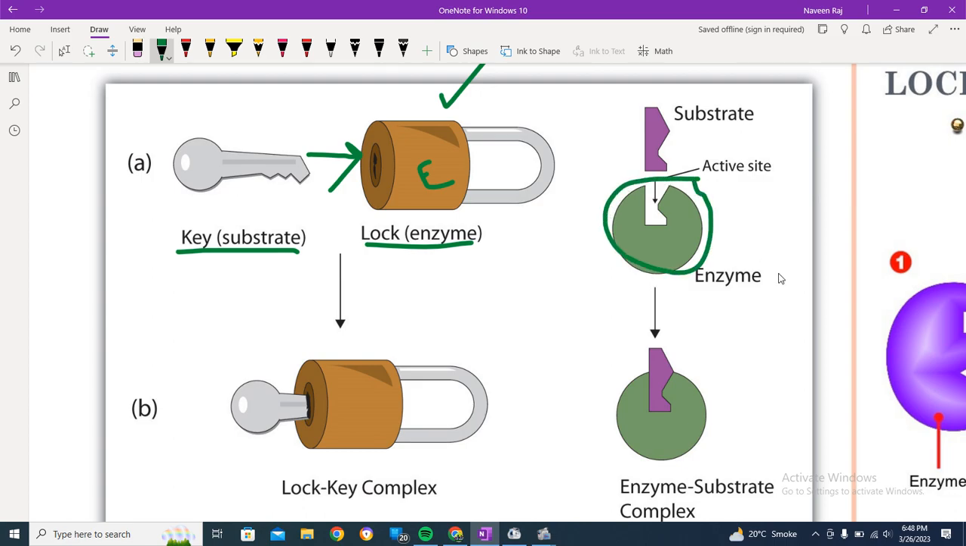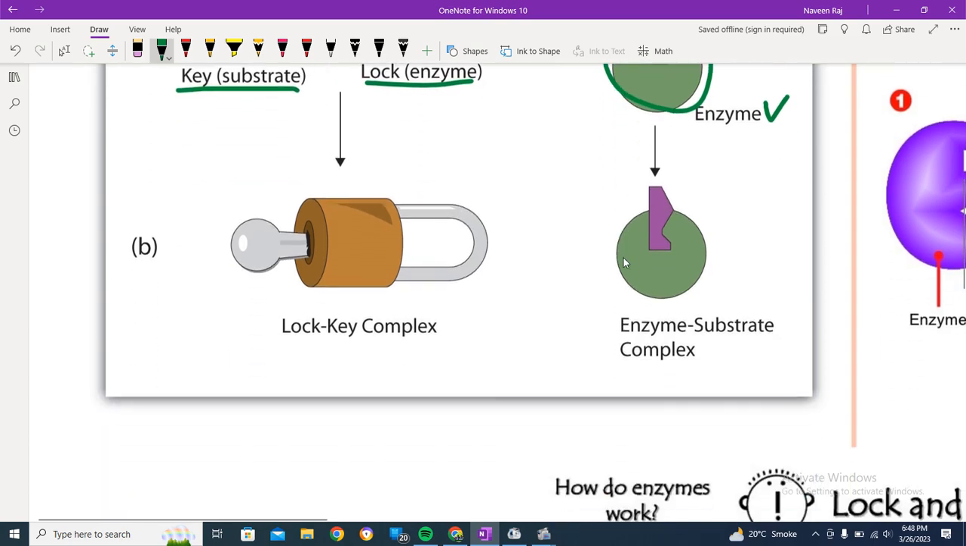Over here, the enzyme is the lock, and we have the active site. We discussed in our previous video that an enzyme has two sites: one is the active site and one is the allosteric site. The active site is the one where the substrate attaches, and the substrate acts as a key over here. You will see the pattern, it will just fit into this, and the reaction will take place.